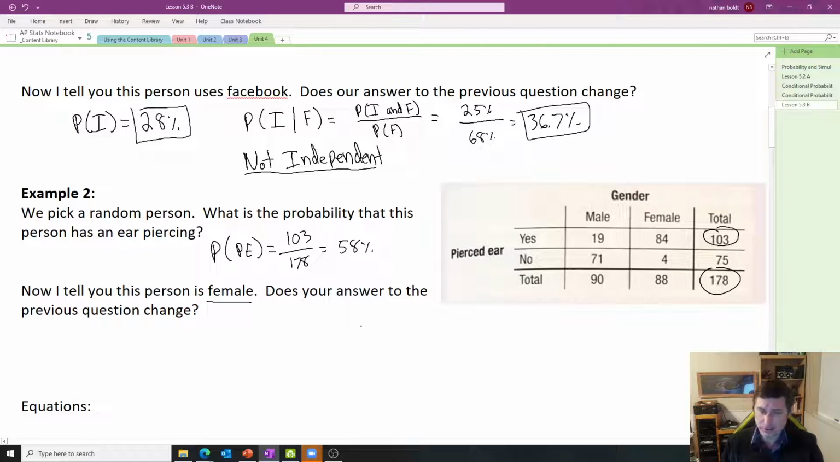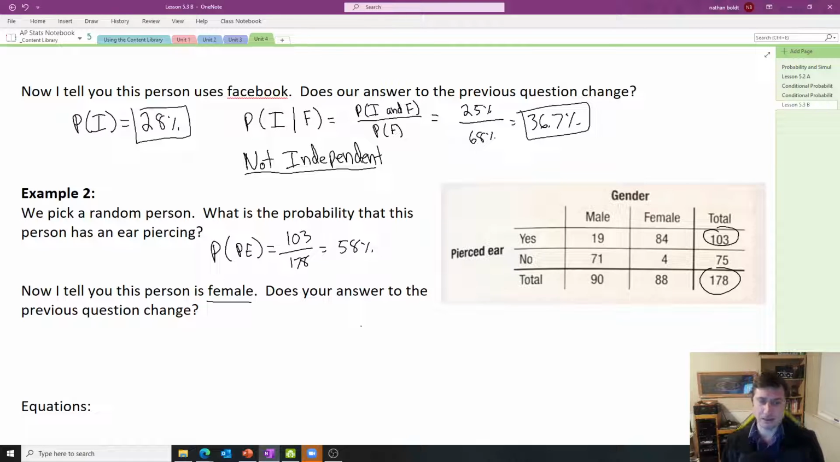I'm guessing your answer is yes. All right, you think there's now a higher probability that they're going to have an ear piercing. Well, that means these two events are not independent. Knowing one changes my opinion of the other.